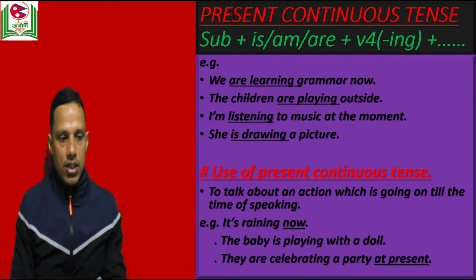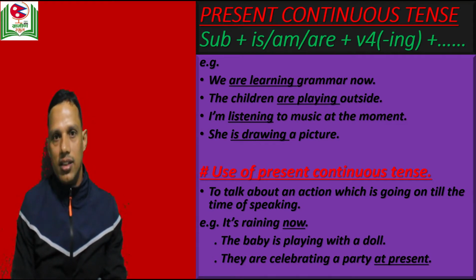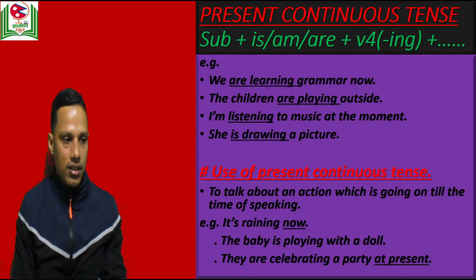Now, present continuous tense. This is another subcategory under present tense. Can you tell me the structure of present continuous tense? Yes, you are right. That is subject plus is, am, are plus the verb with the ing form. Now let's see some examples. We are learning grammar now. The children are playing outside. I'm listening to music at the moment. She is drawing a picture.